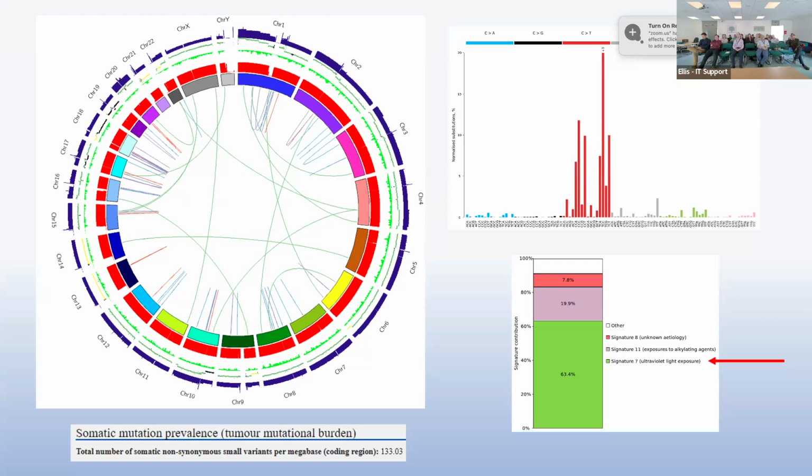Then the green layer is the number of indels per megabase. But that red one there, you see huge blocks. That's the number of single nucleotide variants per megabase. That's super high. What we can do is then do signature analysis. This is the trinucleotide plot in the top right. What you've basically got there is lots and lots of CC to TT transitions. That's a UV signature, so this tumor has been exposed to a lot of UV light.